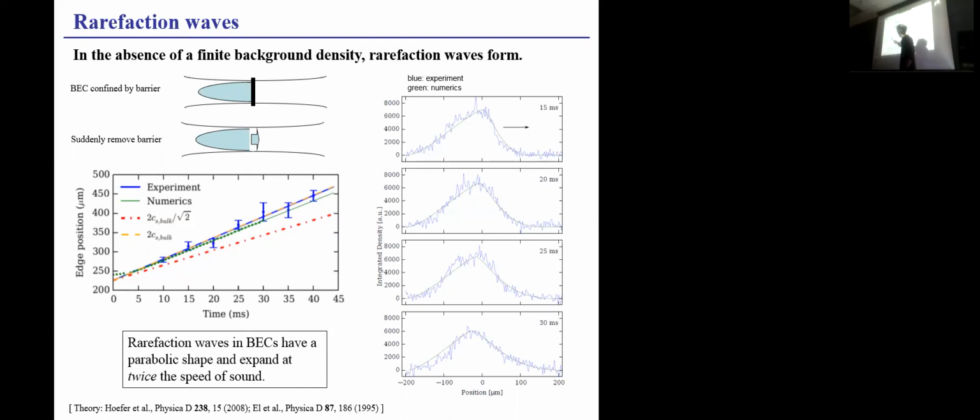Now we see twice the speed of sound, but this time it's the bulk speed of sound. Whereas previously I had the speed of sound divided by the square root of 2 to account for the elongated geometry that we have. In this case, you see we get a result that's twice the bulk speed of sound. Again, emphasizing that for these parameters, we have a three-dimensional system going on.